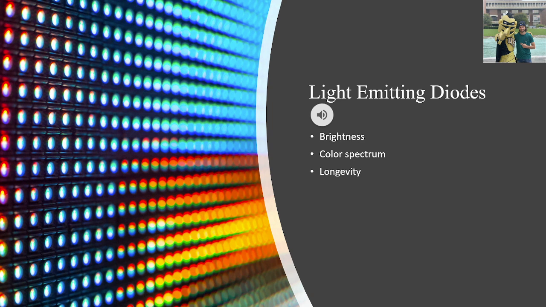Alright, back again to tell you about light emitting diodes. The main three things we looked at were brightness. We wanted something where everyone in the audience would be able to see it clearly. We looked at color spectrum because we wanted a wide variety of colors from each light. And we wanted longevity so that they wouldn't burn out and die too soon.